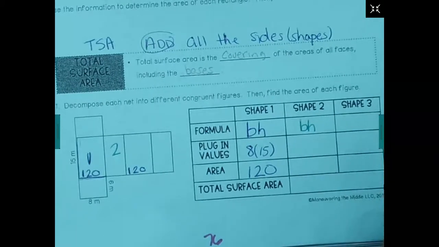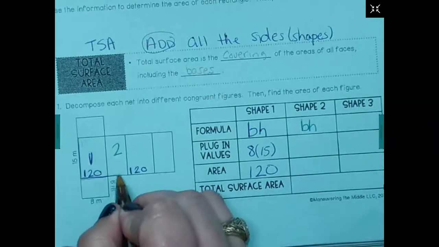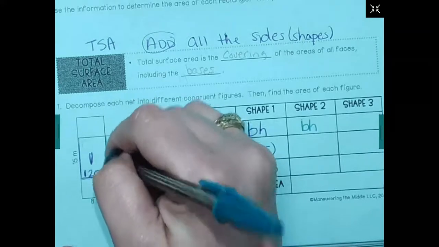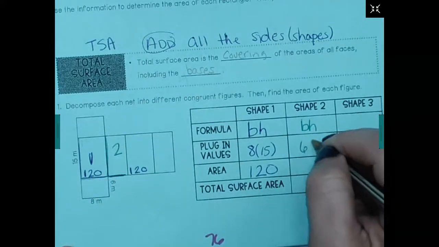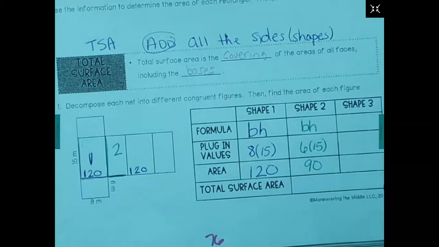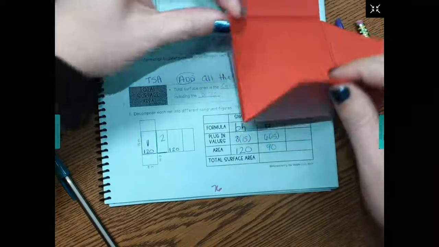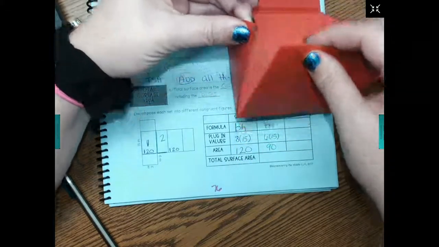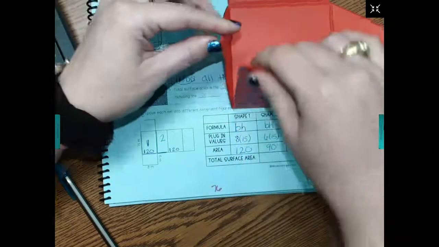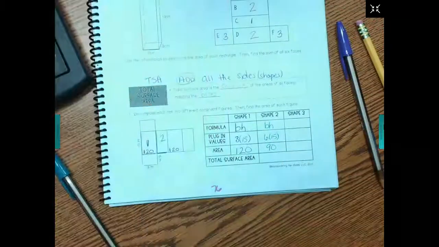For shape 2, my base is 6 centimeters. What's my height? 15. Okay. Now this is the part where people get a little confused because they don't understand how that could be the same. But remember, just like you saw in that little simulation, when I fold these up, they are the same size, whether they look like it or not. When it's connected like this, you just have to think of it folding up and making the same size.